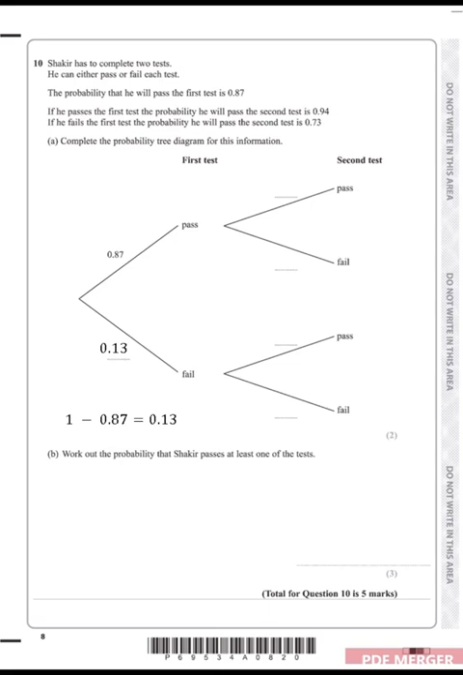Now to fill in the second test, we need to use the information given in the question. If he passes the first test, the probability he will pass the second test is 0.94. To work out the probability he will fail the test, 1 minus 0.94 in the calculator is equal to 0.06. If he fails the first test, the probability that he will pass the second test is 0.73. So to work out the probability they will fail the test, 1 minus 0.73 is equal to 0.27.